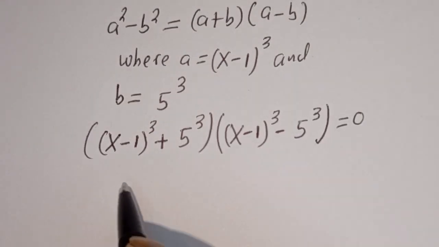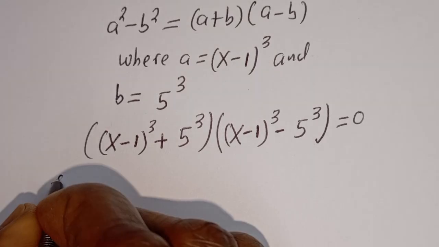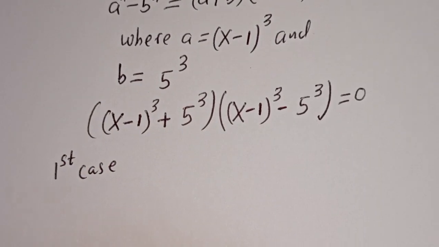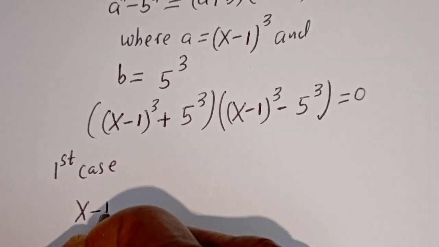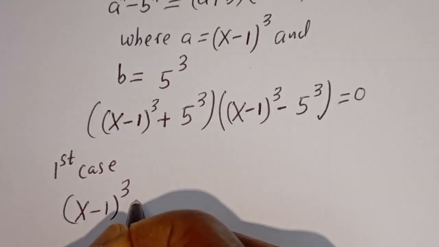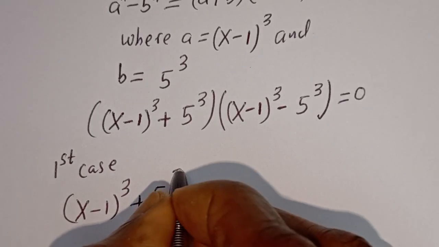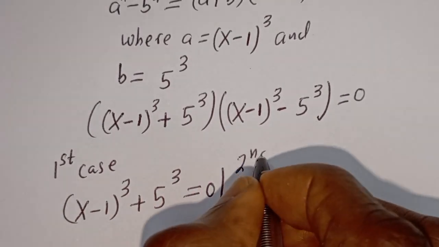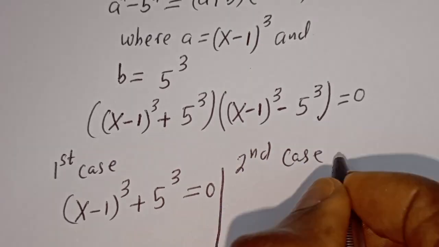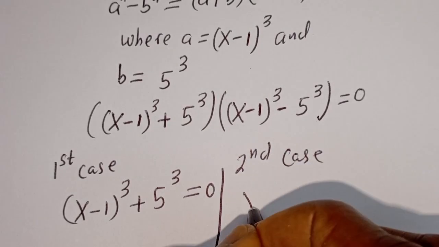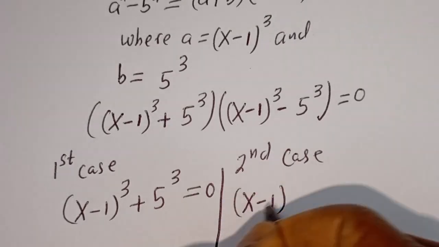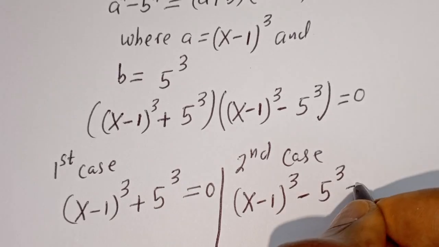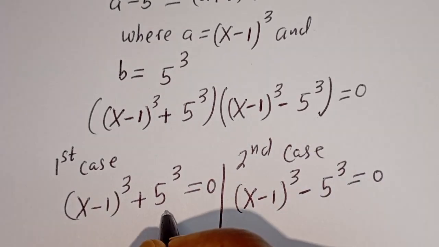From here, there are two cases. The first case is (x minus 1) to the power of 3 plus 5 to the power of 3 is equal to 0. And the second case is (x minus 1) to the power of 3 minus 5 to the power of 3 is equal to 0. Now let's consider this first case.